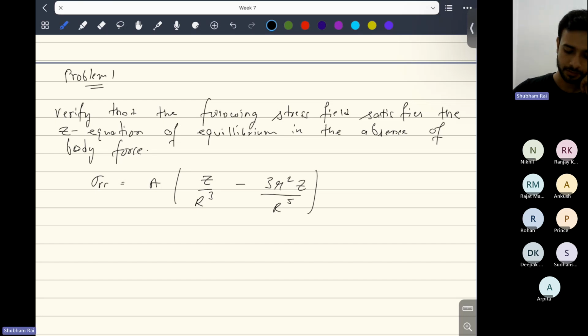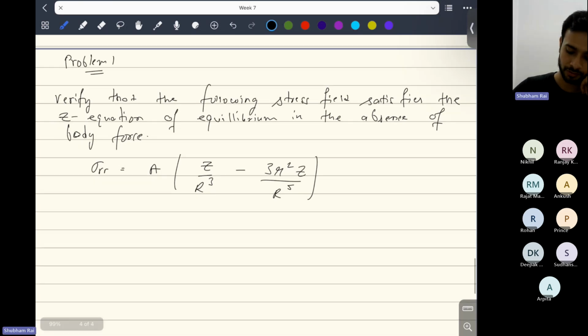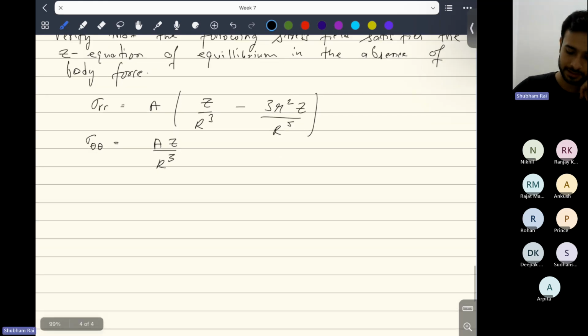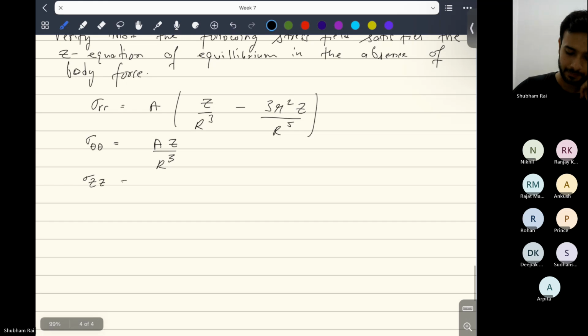This is the first, sigma RR, given to you. Now we have sigma theta theta. This will be given by A Z over capital R cubed. And then you have sigma ZZ, that is given by minus A over Z by R cubed plus 3 Z cubed by R to the power 5.